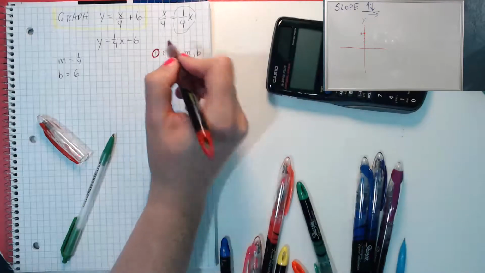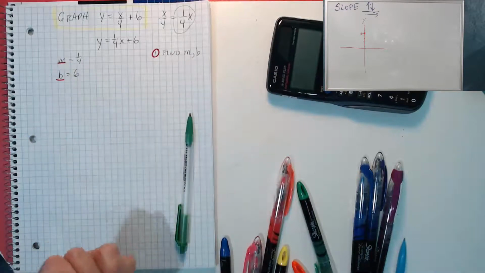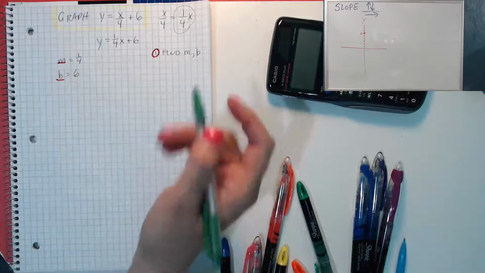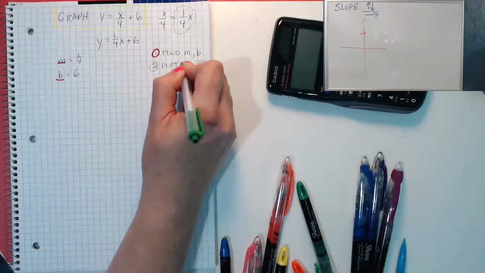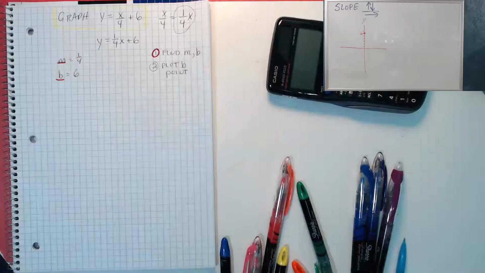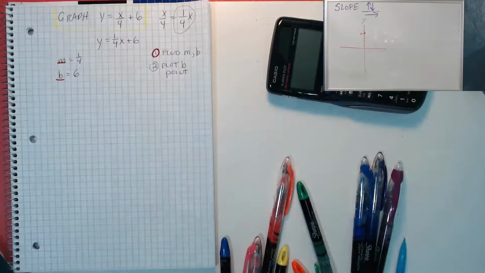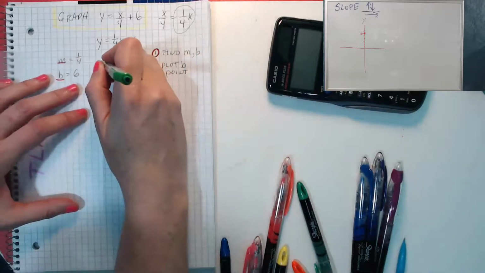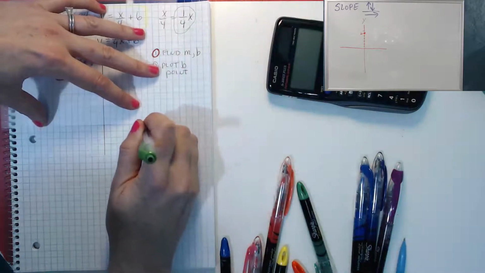Okay. Two, plot B. Plot B point. Is everyone still with me? Yes. Okay.